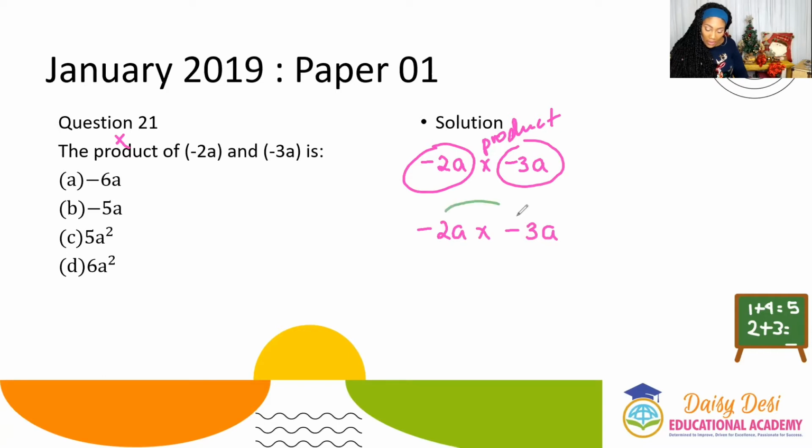What we do, we multiply the coefficients and then we work out the index of those that have the same base. That leads us to -2 multiplied by -3. A negative and a negative is a plus, and 2 multiplied by 3 is 6. So we end up with positive 6. Now we need to figure out what is the index for a. It is understood that a is to the power of 1 and a is to the power of 1. Therefore, we have to add the two powers because we are multiplying. Remember, when you are multiplying, you add the powers. That leaves us with 6a squared.